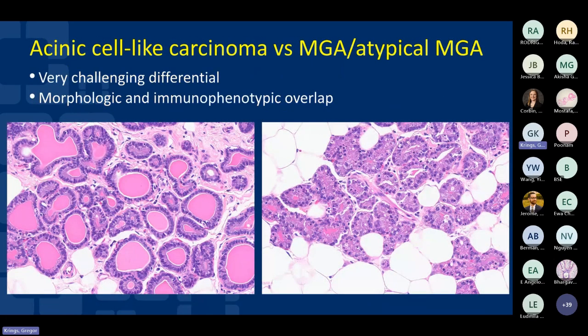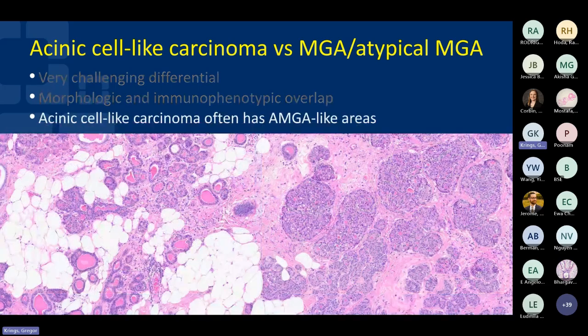One very difficult differential is distinguishing actinic cell-like carcinoma from a typical MGA, especially on core biopsy. This can be very challenging given the significant amount of morphologic and immunophenotypic overlap between these lesions. And in fact, actinic cell-like carcinomas, again, often are associated with atypical MGA-like areas, as you can see here on the left, suggesting that these lesions may in fact arise from MGA.